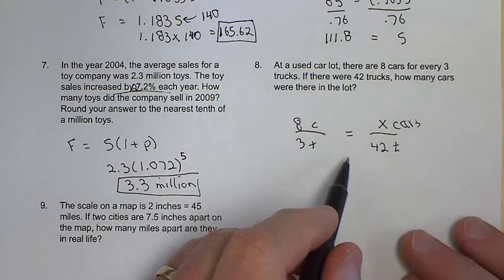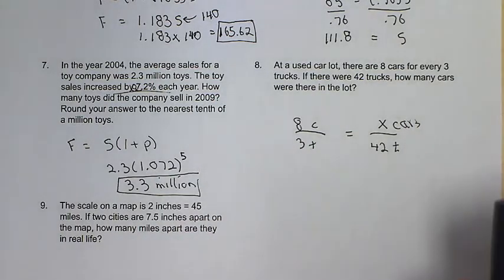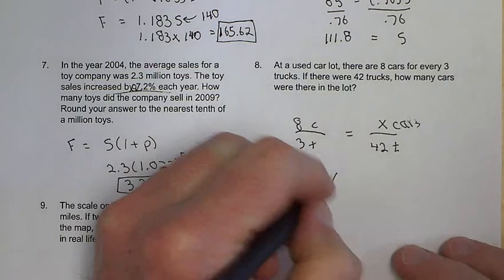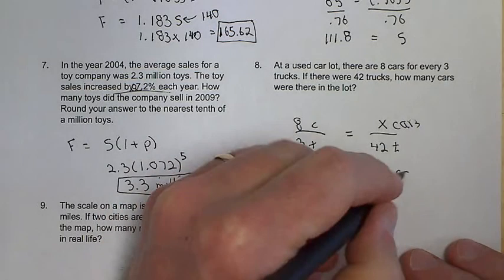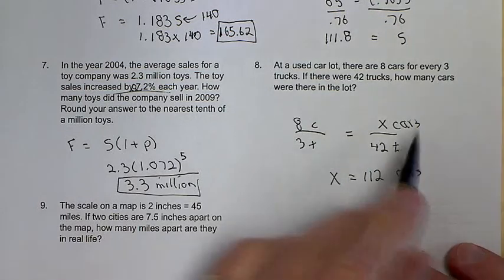You could use a ratio table or anything like that, but I find this quick. When you multiply 8 times 42, so I'm going to cross multiply and divide 8 times 42, and then divide by 3, you get 112. So X equals 112. So again, I don't care how you do this one, if you want to use ratio tables or graphs or all sorts of things, but make sure you show how you did it.